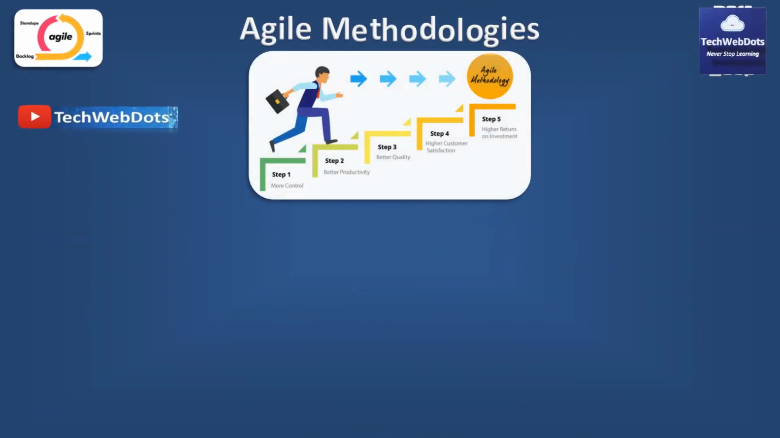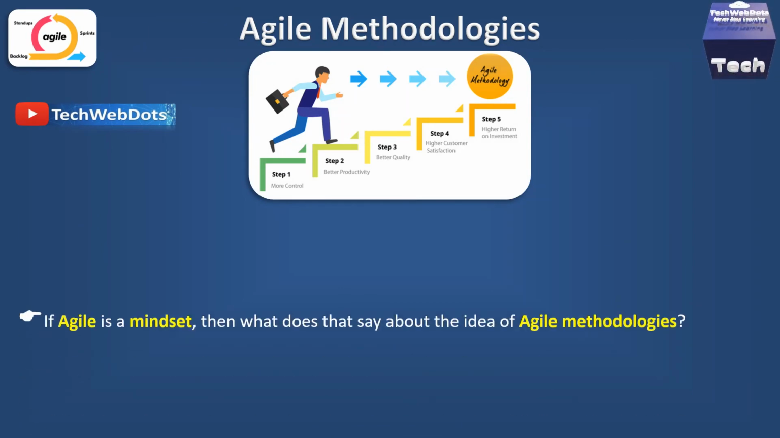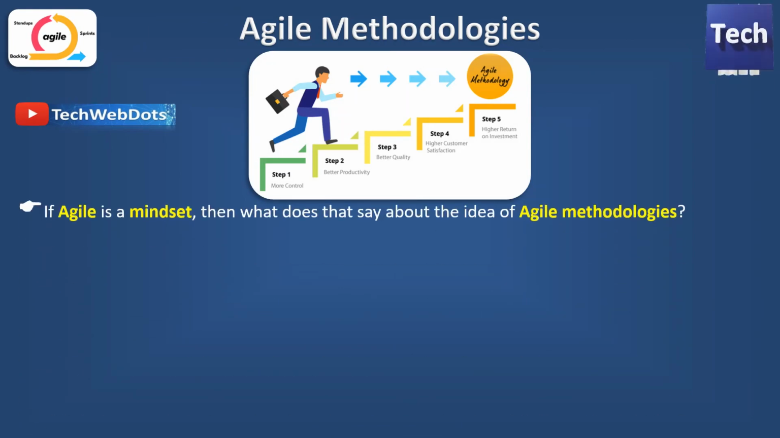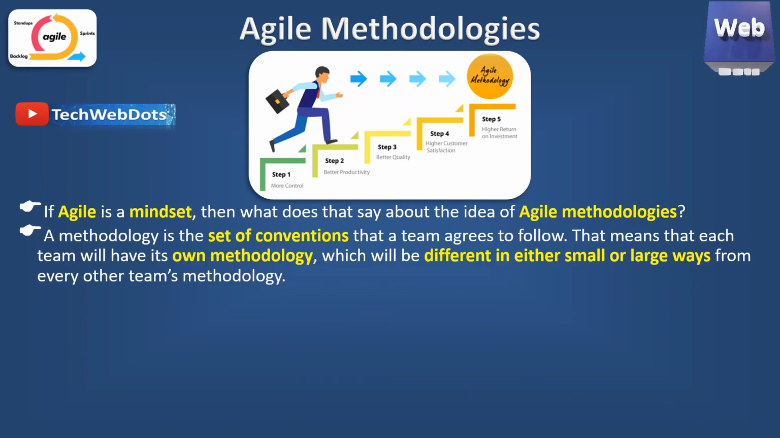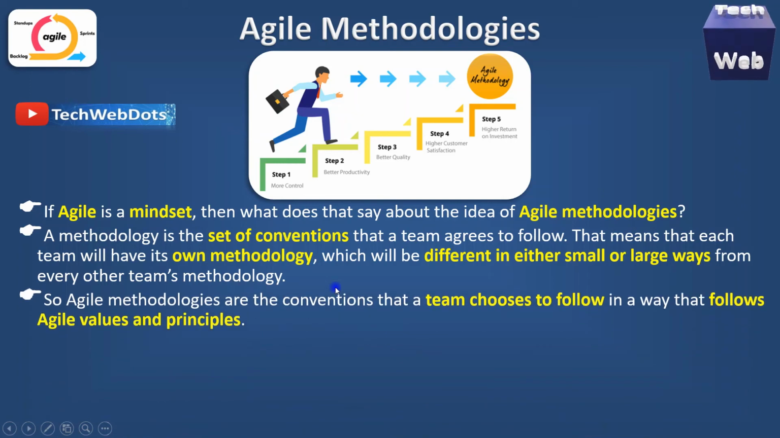Now you must be thinking, then what are Agile methodologies? If Agile is a mindset, then what does that say about the idea of agile methodologies? A methodology is the set of conventions that a team agrees to follow. That means that each team will have its own methodology, which will be different in either small or large ways from every other team's methodology. So agile methodologies are the conventions that a team chooses to follow in a way that follows agile values and principles. You remember, these terms are coming again and again.